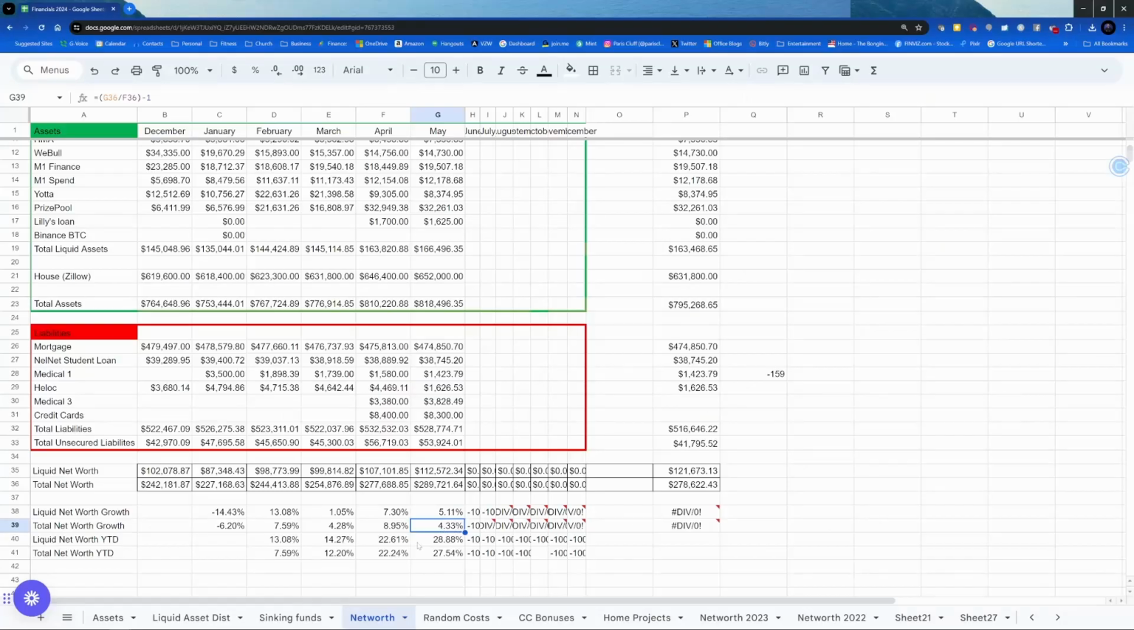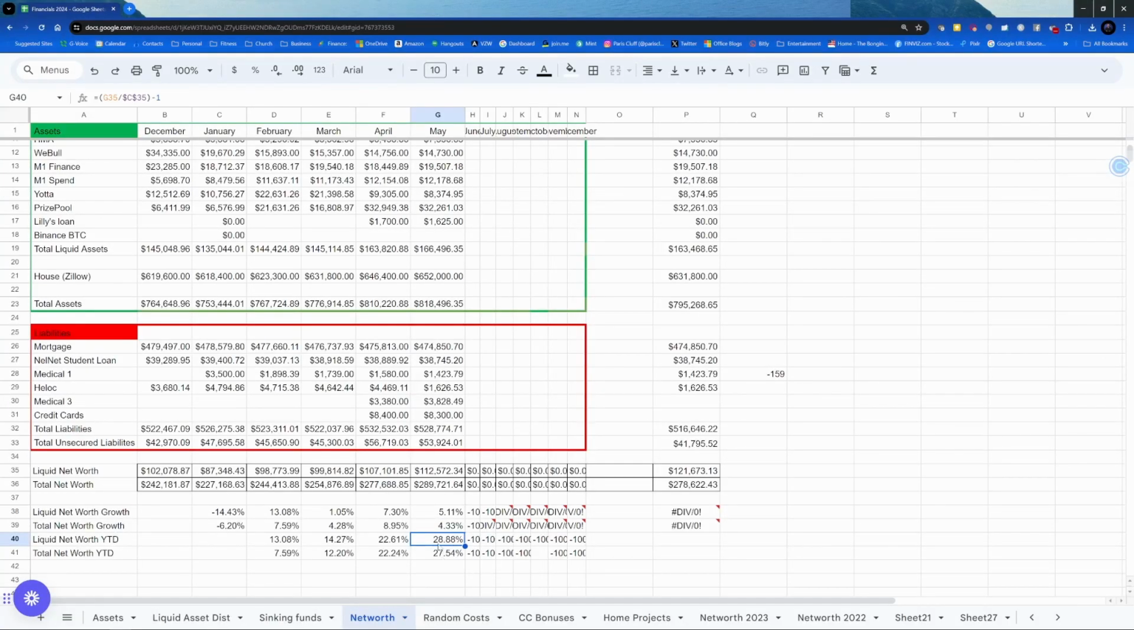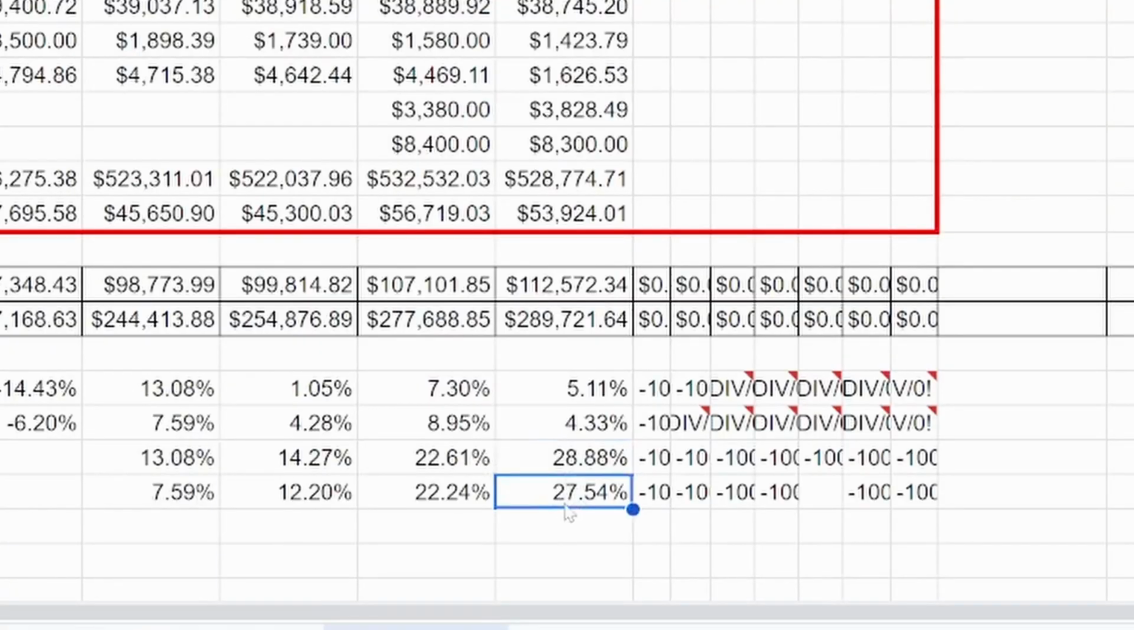Now, here's something that's cool: I keep track of my net worth year to date. My net worth year to date has grown 28%. That's my liquid net worth, 28%. How much has your liquid net worth grown this year? How much has your total net worth grown this year? From the beginning of the year till now, which is about halfway through, or June of 2024, from January to June of 2024, my total net worth grew 27.5%.